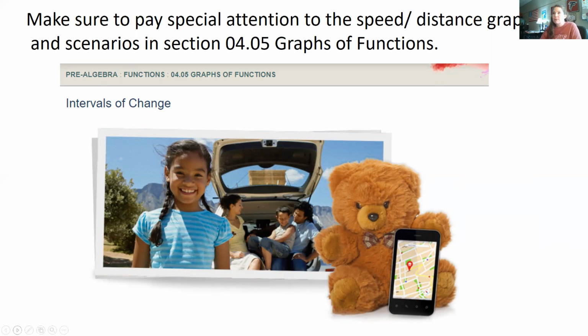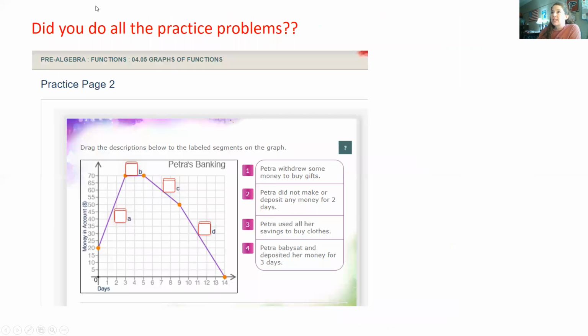In your problems this week, which you are of course reading, you're looking at the example problems, you're doing all the practice problems. Florida Virtual has a great lesson on graphs of functions. So I don't really feel like I need to repeat that. I just want to make sure, first of all, you should be reading and doing all the practice problems anyway. But I just want to make sure you pay special attention to the speed distance graphs and the scenarios in 4.05 graphs of functions. So I want you to read all those scenarios. I want you to do all those practice problems. Did you do all the practice problems like this one where you have to drag the descriptions for each part of the graph? If you read and do all the practice problems, you're going to do great on this section.